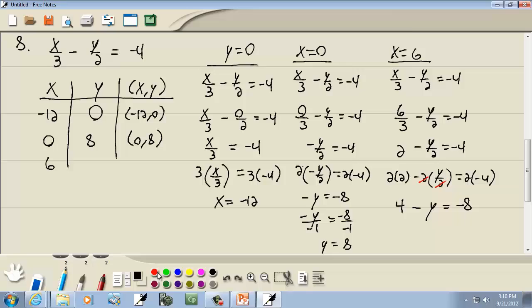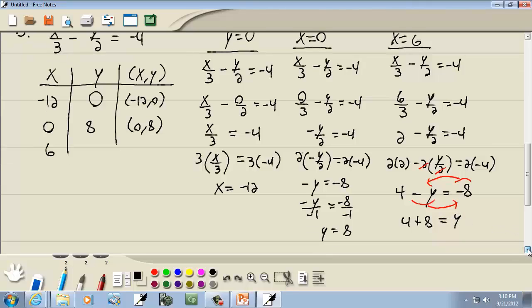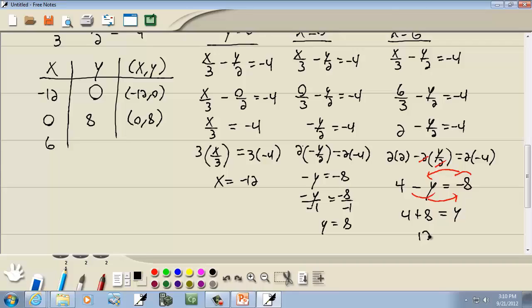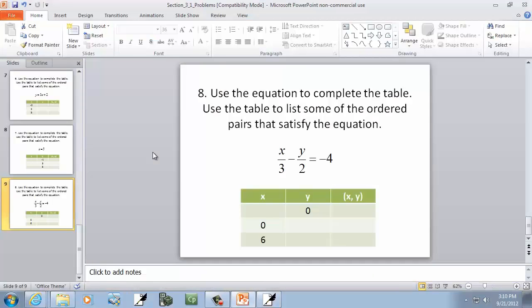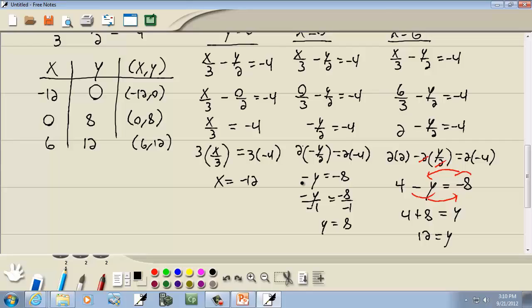Third step, get everything with a y on one side, numbers on the other. So take -y to the right side and -8 to the left side. You take anything across your equals, your sign changes. So that becomes a +8, and that becomes a +y. And 4 plus 8 is 12, so we get y is equal to 12. And that's what would go here. And this point would be (6, 12). And I think that's our last problem. So let me go ahead and stop the recorder here.